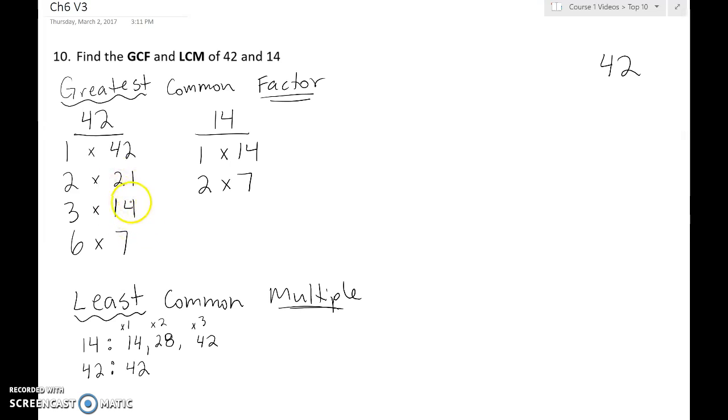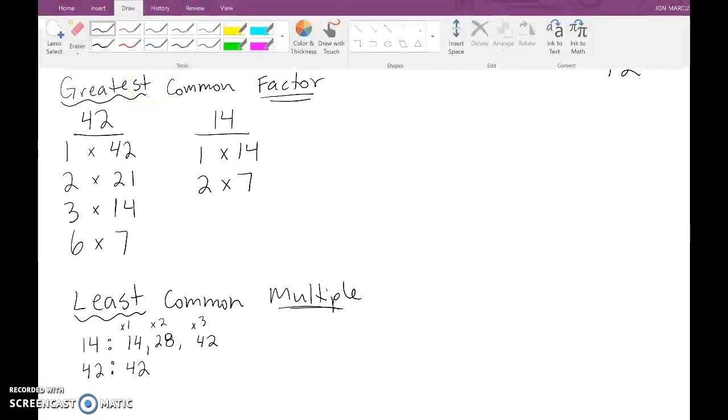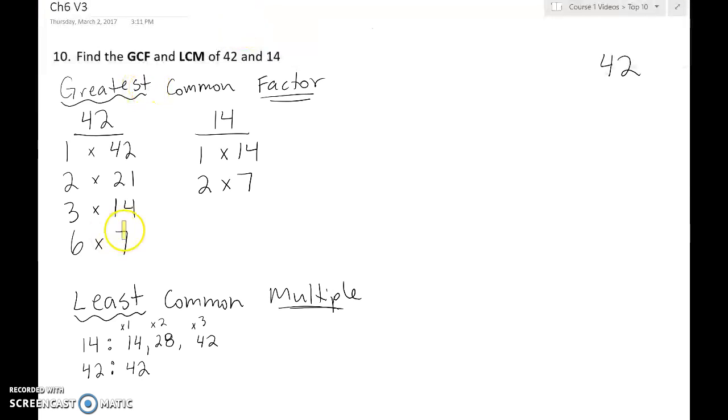I could stop right now because I know that 14 is the highest possible factor of 14, that there's no other one that could possibly be any greater. We're looking for the largest one, but I went ahead and finished it out. It wasn't that many, 6 times 7. But as soon as I get to 3 times 14, 14 is the largest possible factor of 14.